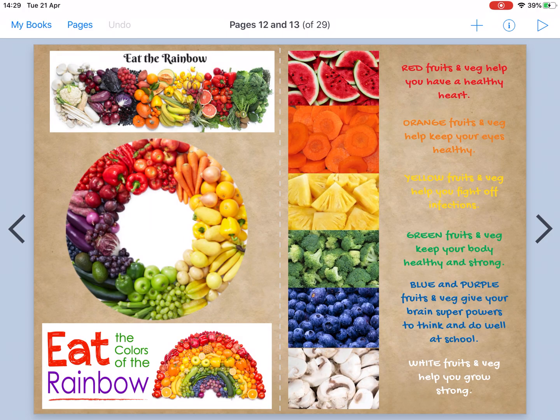Then you had to read through Eat the Rainbow, and it was important to know that each different kind of fruits and vegetables gives a different reason why it's good for your body. Okay, sometimes people say, oh, carrots make you see in the dark. They don't, but carrots are very good for your eye health. So I think that's where that rumor comes from. You had to copy something like this into your book.